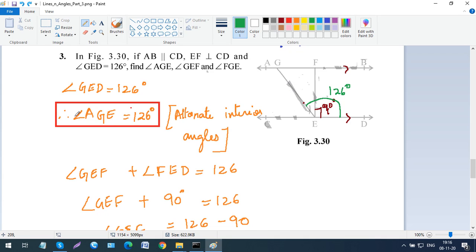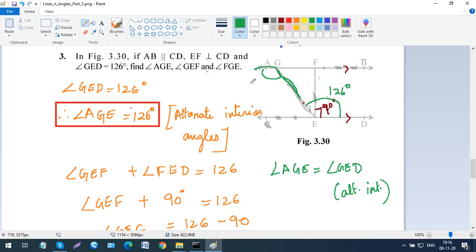Now they are asking you what is angle AGE. AGE is the angle over here. Now you see, if these two are parallel lines, then this angle and this angle will be equal, right? Angle AGE will be equal to angle GED because they are alternate interior angles, right? So angle AGE is actually 126 because GED is given as 126, so AGE is also 126.